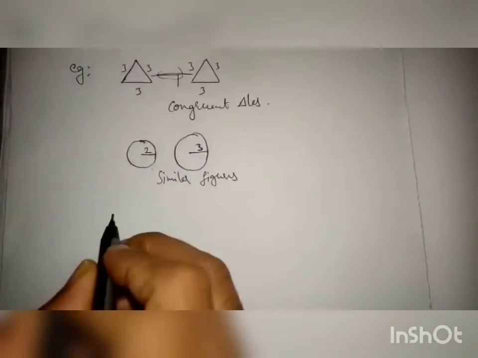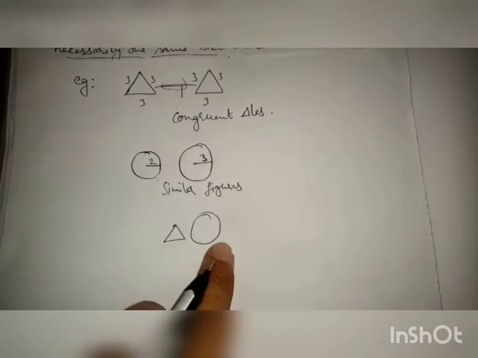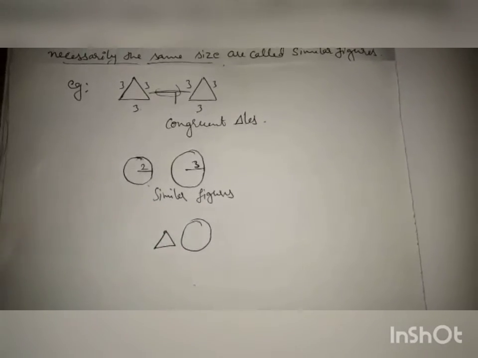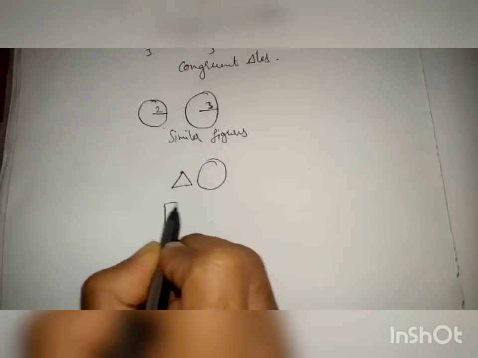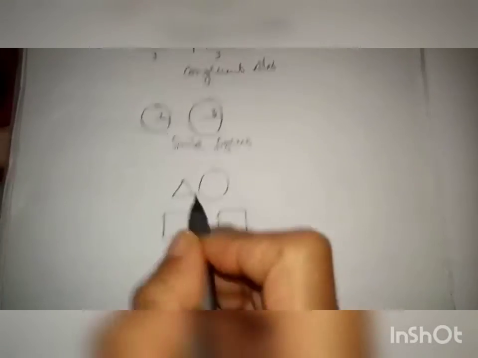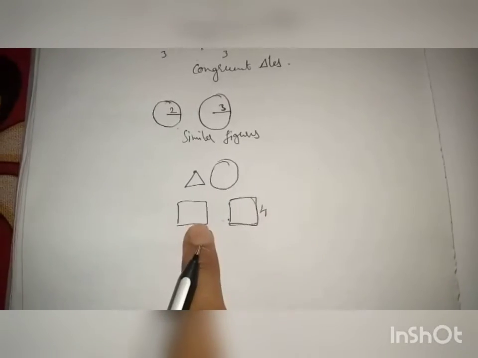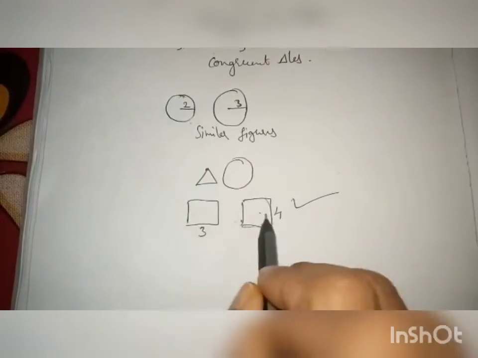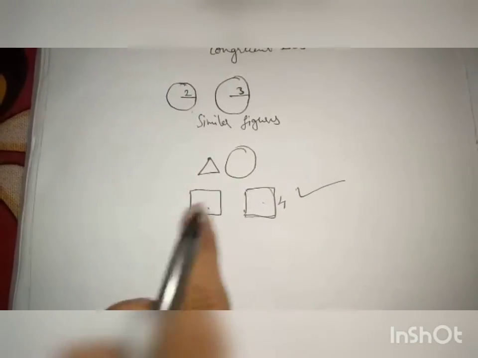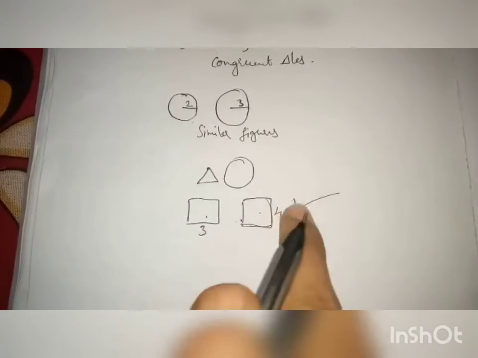So let us take some other examples. If you have one triangle and a circle, whether these are similar? No, right? Different shapes. One is triangle, one is circle. Let us take squares. Next example. Square means all sides are equal. This is a 3 centimeter square. This is a 4 centimeter square. Whether these are similar? Yes, right? Same shape, both are squares, but the sizes are different, 3 centimeter and 4 centimeter. This is similar.